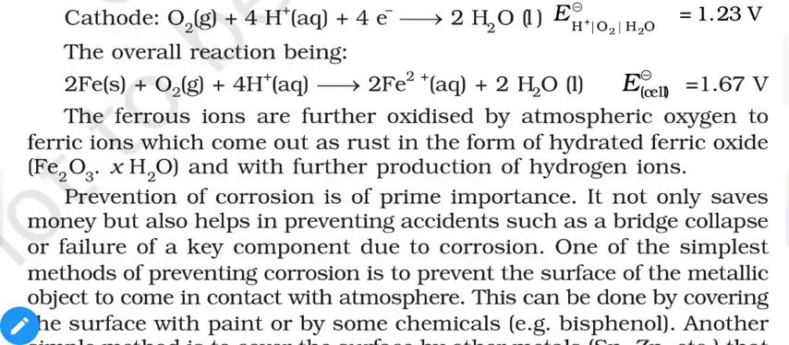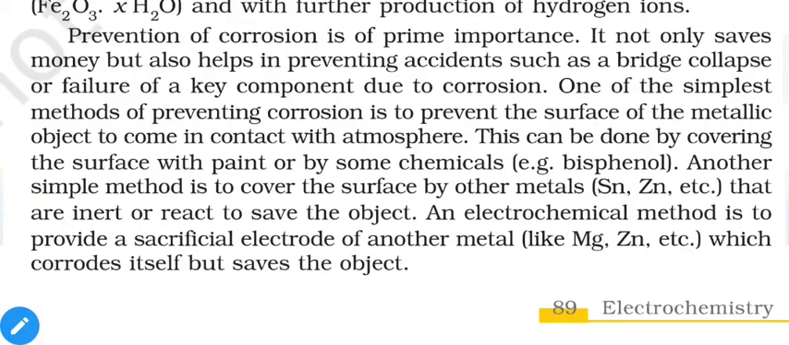The ferrous ions are further oxidized by atmospheric oxygen to ferric oxide, which comes out as rust in the form of hydrated ferric oxide, Fe2O3·xH2O, with further production of hydrogen ions. So prevention of corrosion is of prime importance. It not only saves money but also helps in preventing accidents such as building collapse, bridge collapse, and failure of key components due to corrosion.